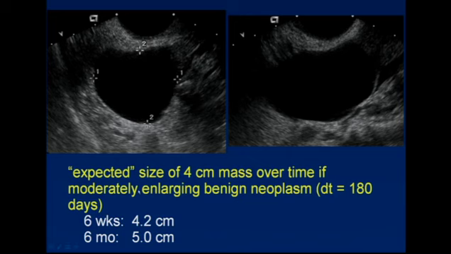And so you need to give yourself enough time to be able to distinguish whether the cyst has actually changed in size. And this is even more true the smaller the cyst becomes. A 2 centimeter mass over time, if it's doubling in size every 180 days, would only be 2.1 centimeters in size if you looked at it in 6 weeks. You will not be able to make that diagnosis of enlargement. Whereas if you look at it in 6 months, it'll be 2.5 centimeters in size and will clearly look different.